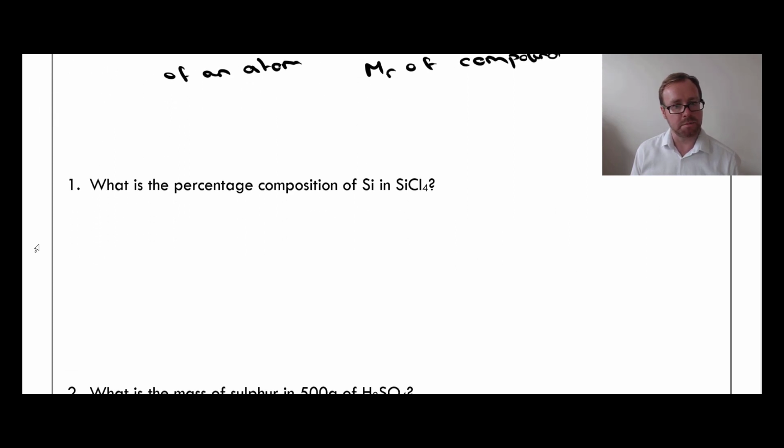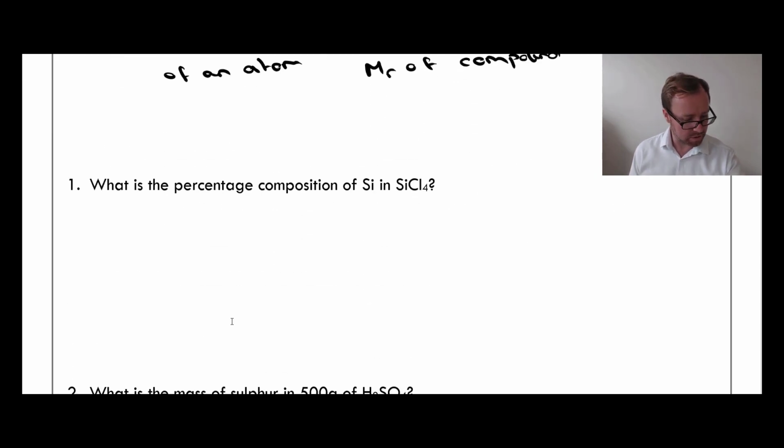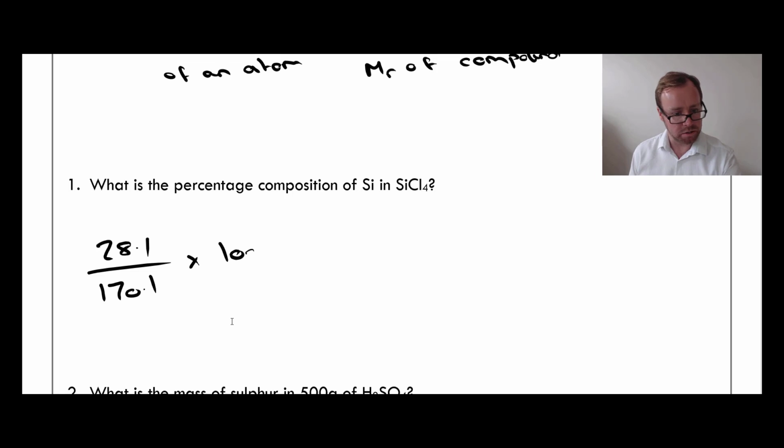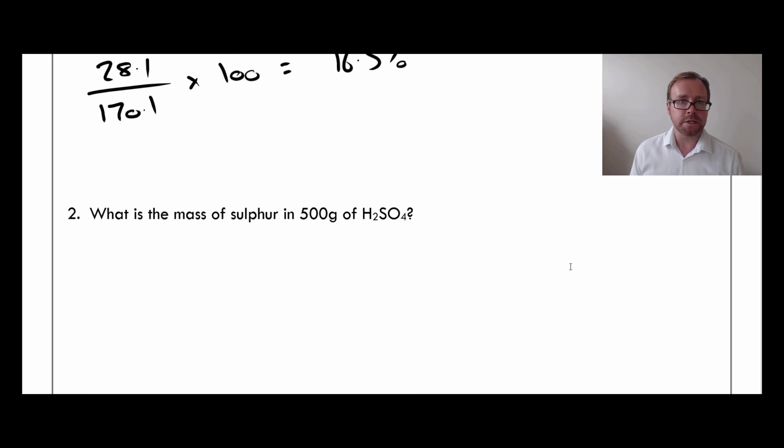So I'm going to have a look at doing this one. What is the percentage composition of Si in SiCl4? I can use this formula. So my AR of the atom, in this question silicon, is 28.1 over the MR of the compound, which is 170.1, times 100 gives me a value of 16.5%. Okay, pretty easy.